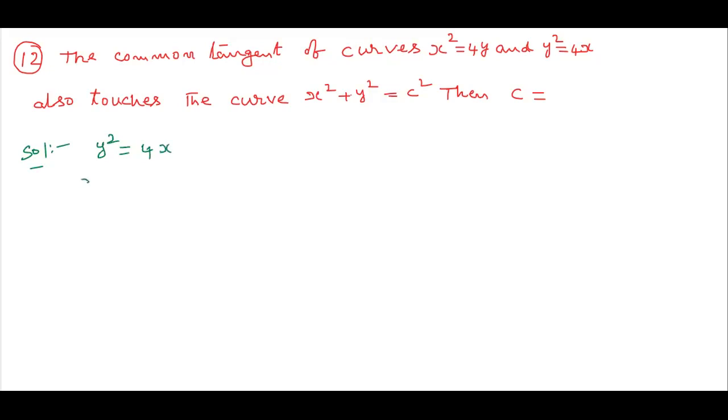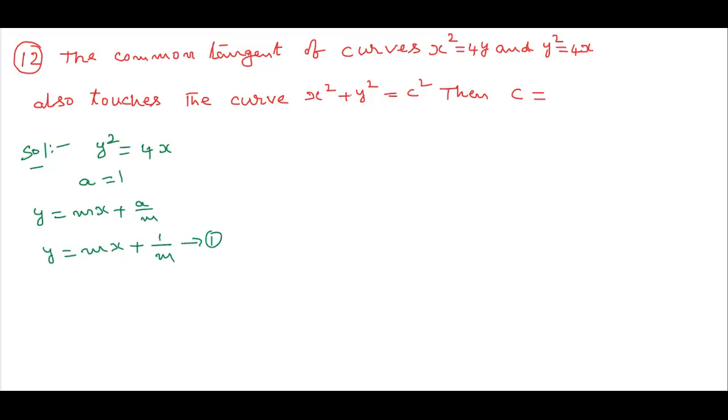Then what is the value of a? The value of a is 1. What is the equation of tangent in slope form? y is equal to mx plus a by m. So this is y is equal to mx plus, a value is 1, so 1 by m. Now this is a tangent.